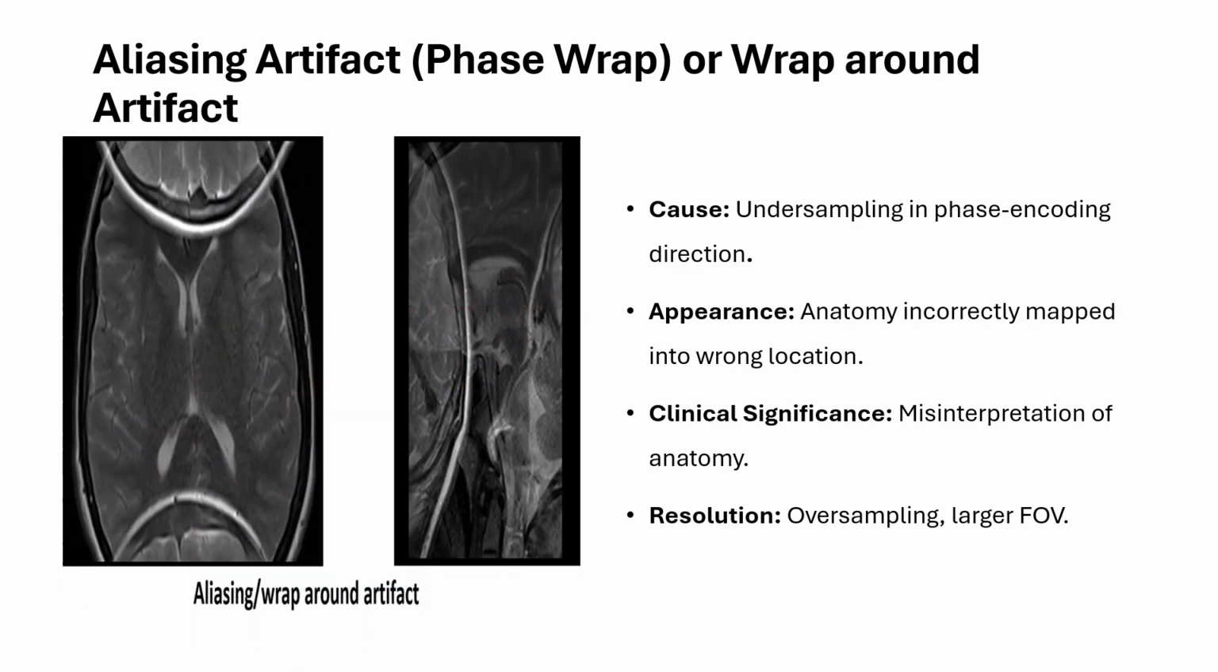As we can see, the anatomy is overlapping over the first image. In this image also we can see that this is wrapped over the first image. Its clinical significance is the misinterpretation of the anatomy, and its resolution is by oversampling or a large FOV. So we can remember that the aliasing artifact is the wrap around artifact.